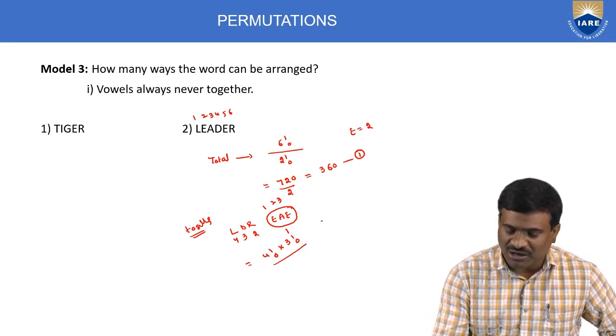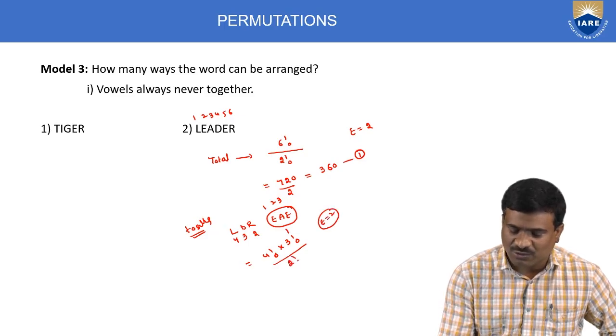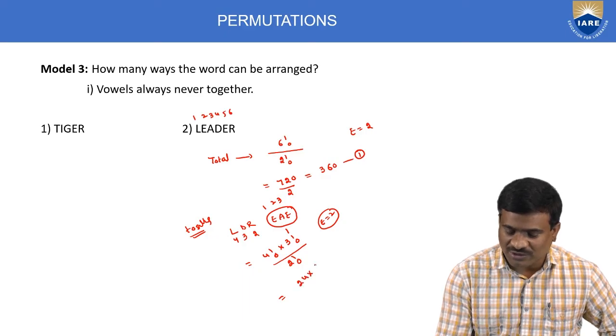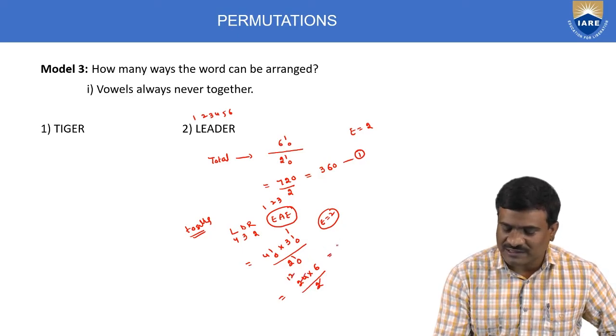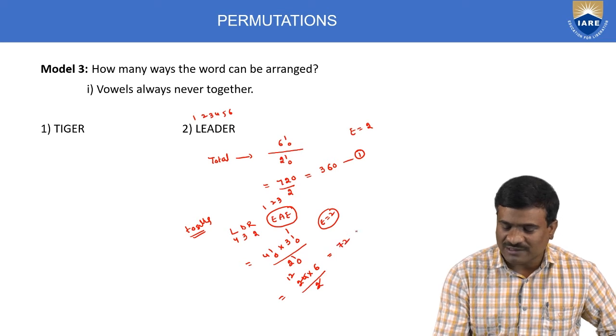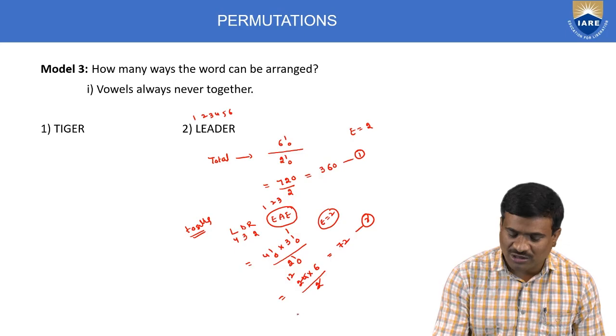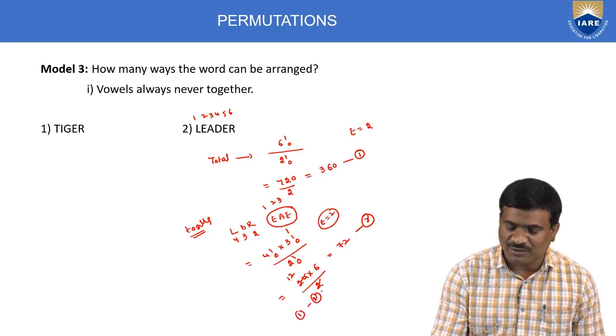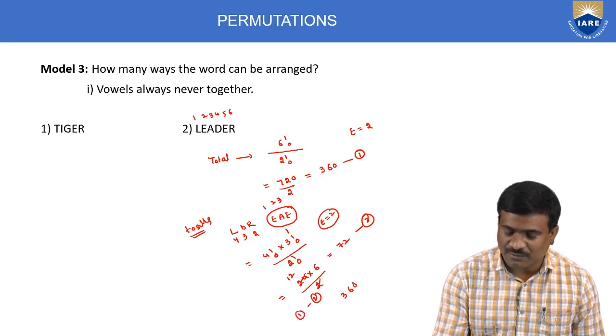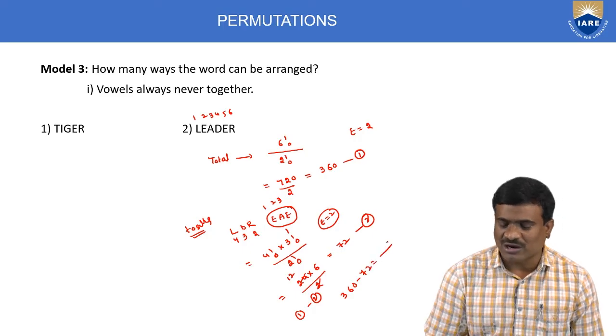Denominator: repetition of letters in LEADER. E is repeated 2 times, so 2 factorial. 4 factorial is 24. 3 factorial is 6. 2 factorial is 2. 24 by 2 is 12, and 12 into 6 is 72. This is equation number 2. Therefore, vowels do not come together is equation 1 minus 2. Here, 360 minus 72 is the answer.